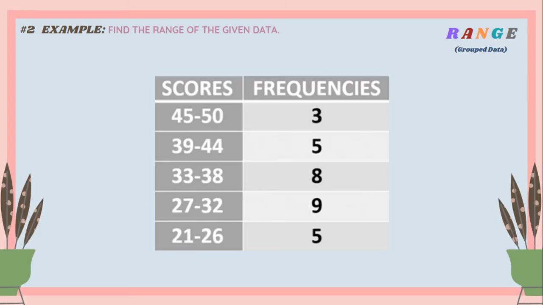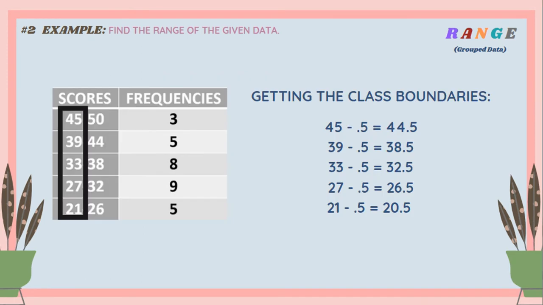So this is my second example set of data. All we need to do is find the range first. So this is the data. Remember what I told you, to get the class boundaries, we subtract 0.5 from the lower class limit. So 45 minus 0.5 is equal to 44.5. 39 minus 0.5 is equal to 38.5. 33 minus 0.5 is equal to 32.5. 27 minus 0.5 is equal to 26.5. And then 21 minus 0.5 is equal to 20.5.